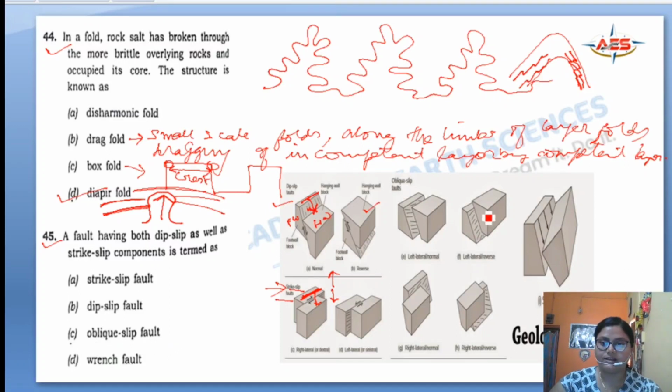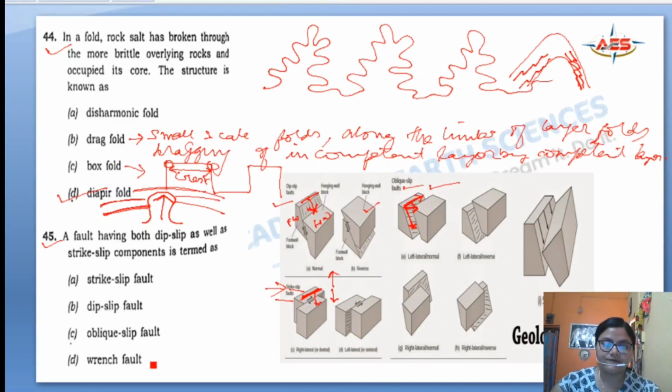Oblique slip fault, in this case, see this case. What is an oblique slip fault? This is the strike and this is the dip direction, okay. Now in this direction the fault block has moved. This is at an angle. This angle could be resolved in this part, that is parallel to the strike and parallel to the dip, okay. So we have both the strike component and dip component in the case of oblique slip fault, okay.